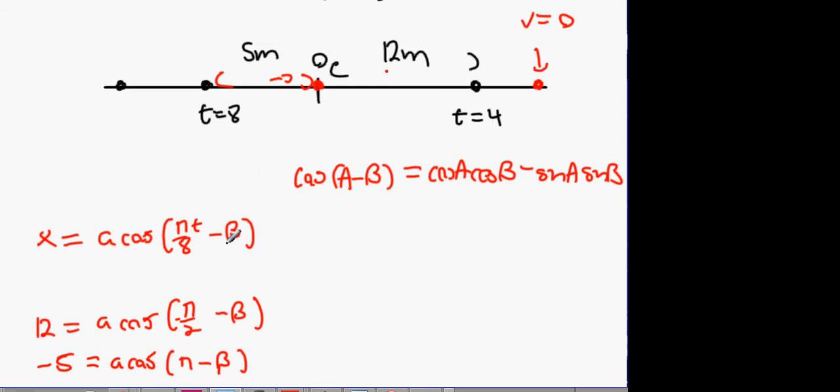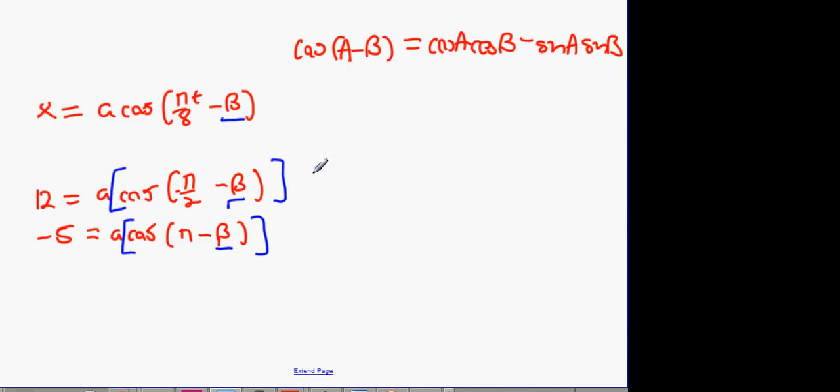Now remember, the A is still very much on the outside, okay? So what we're going to get here is 12 equals A bracket, now cos A, cos pi over 2 cos b. Now what's cos pi over 2, lads? Cos pi over 2 is cos 90, which is 0. Get rid of it. Don't need it. Minus sine pi over 2 sine b.